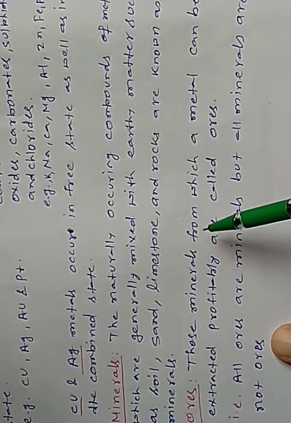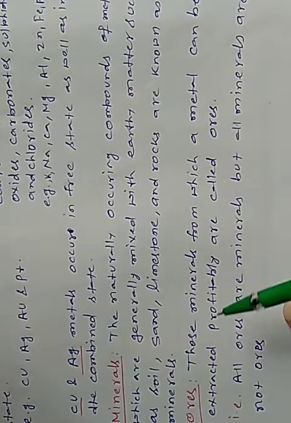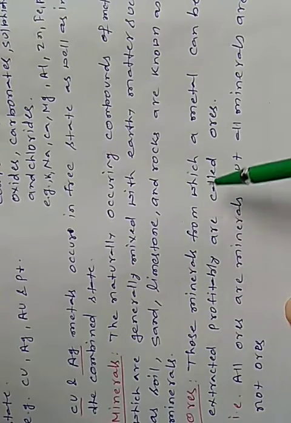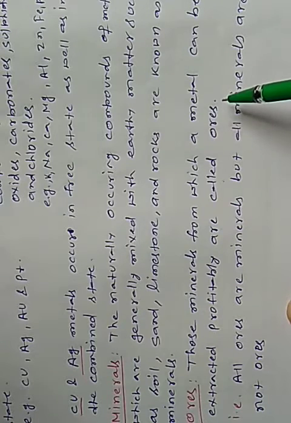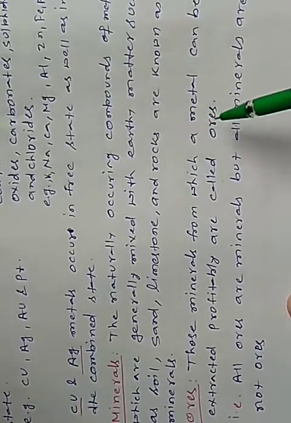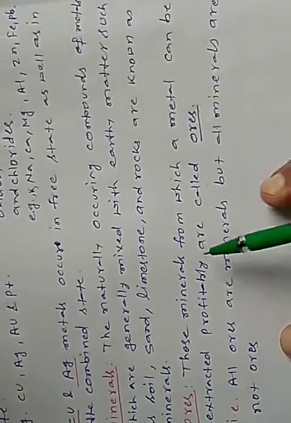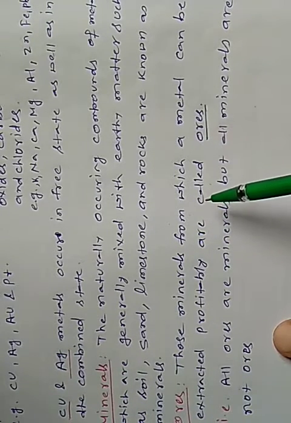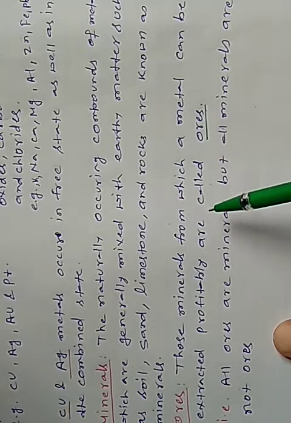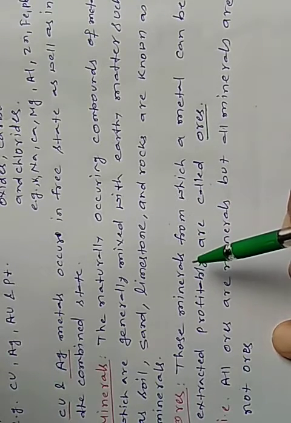So those minerals from which a metal can be extracted profitably are called ores. What are ores? Those minerals from which a metal can be extracted profitably are called ores. All the ores are minerals, but all minerals are not ores. So those minerals from which we can extract the metals profitably and easily are called ores.